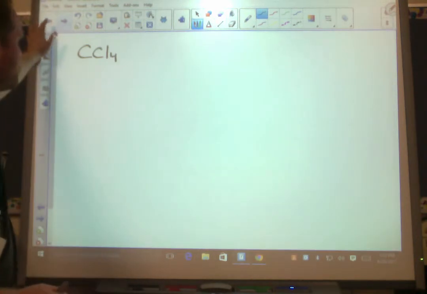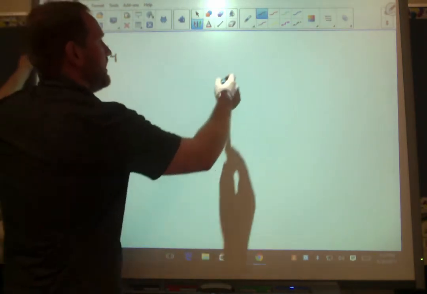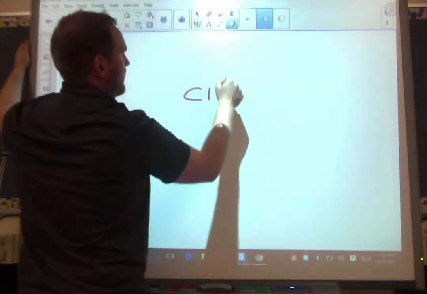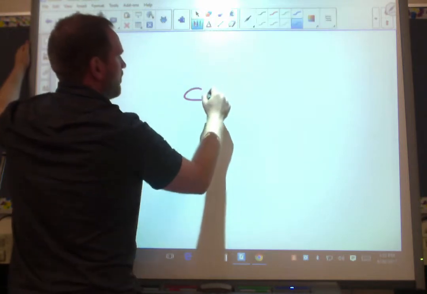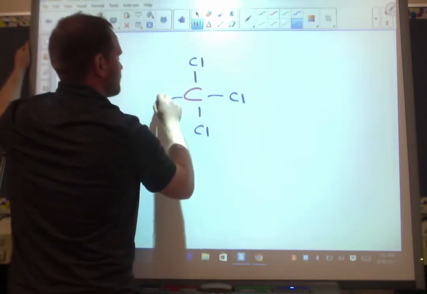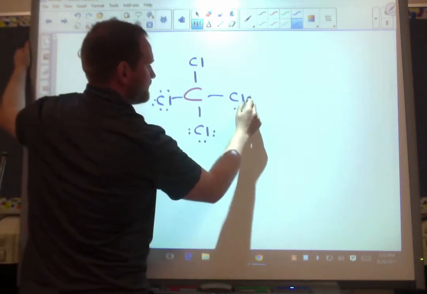Now this relates directly to VSEPR as well. So instead of just practicing more Lewis structures, let's go right into VSEPR with this molecule. As we showed before, the CCl4 molecule is going to look like this: one carbon in the middle of 4 chlorines with lone pairs around the chlorines like this.